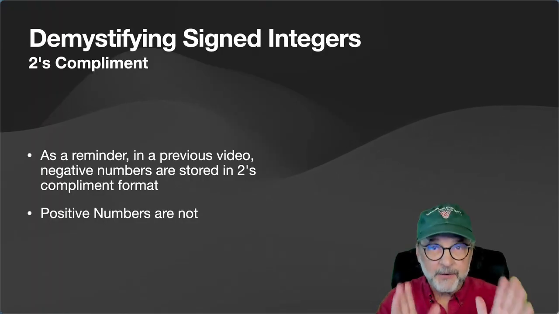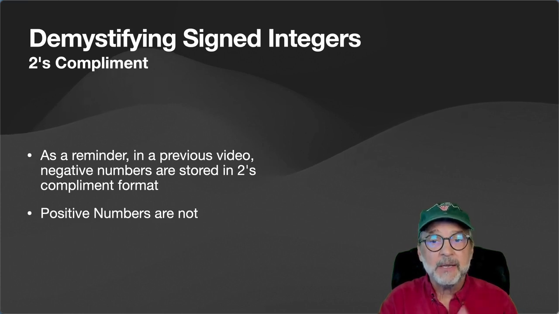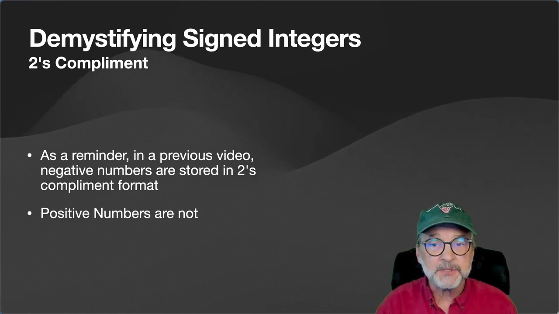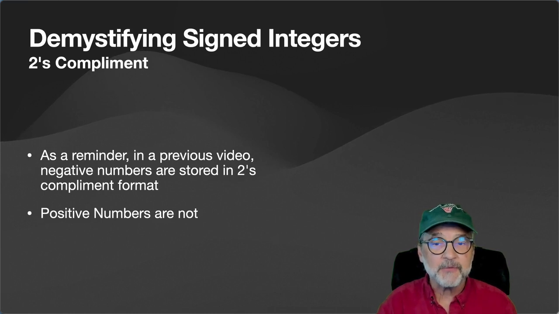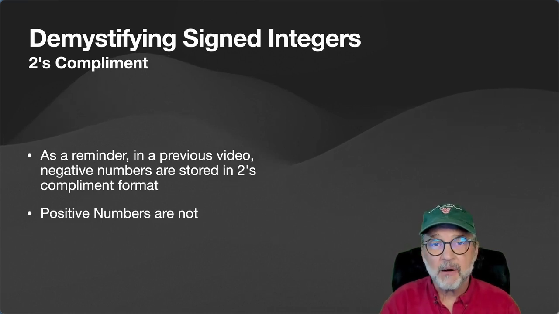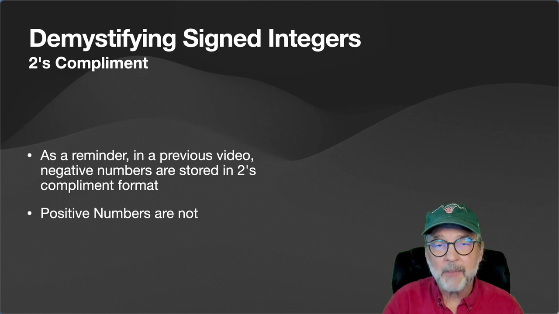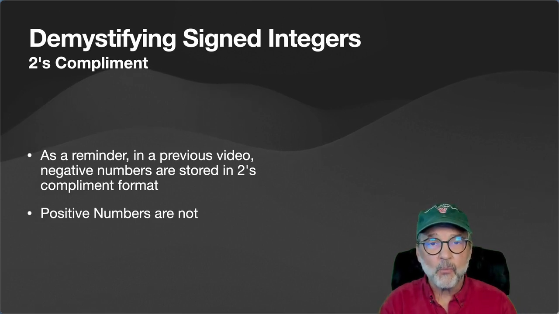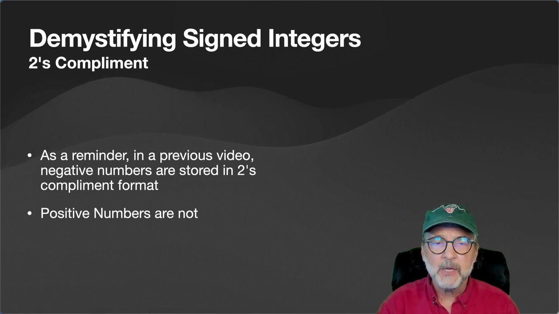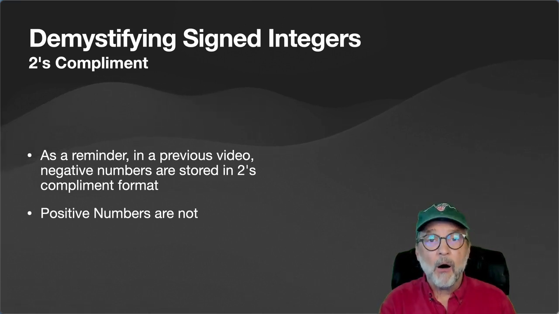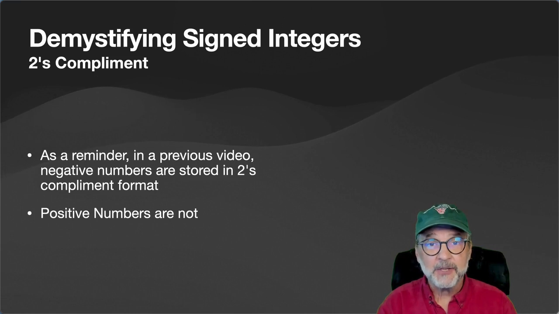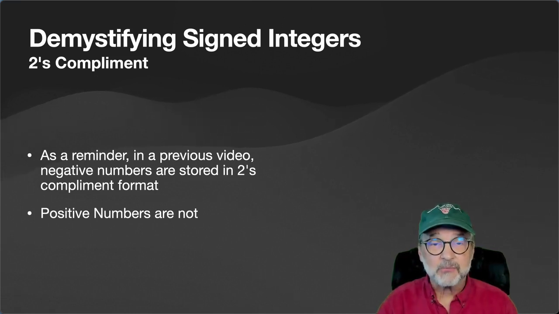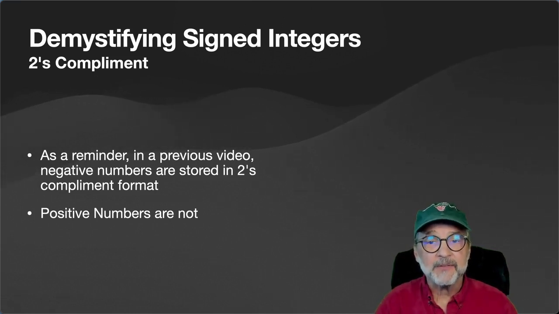So, as a reminder, in a previous video, negative numbers in the CPU are stored in what we call 2's complement format. Positive numbers are not. And if you remember, 2's complement format was that you take all of the bits, you flip them, and then you add 1. If you have a negative 1, you take the number 1 in binary, which would be all zeros with a 1, you flip all the bits, which would be all 1s and then a 0 at the end, then you add 1, and that is the representation of negative 1 in the CPU.